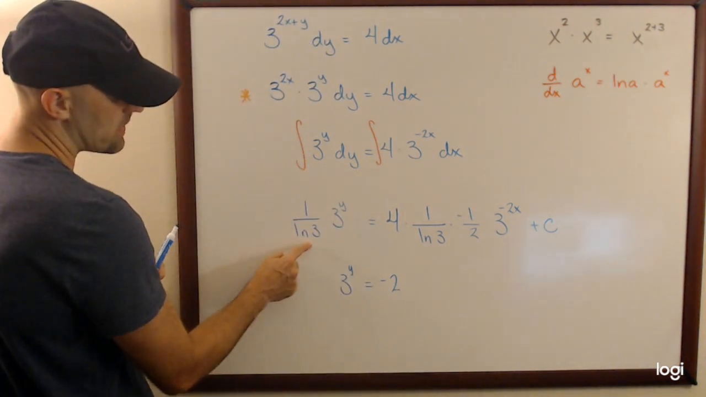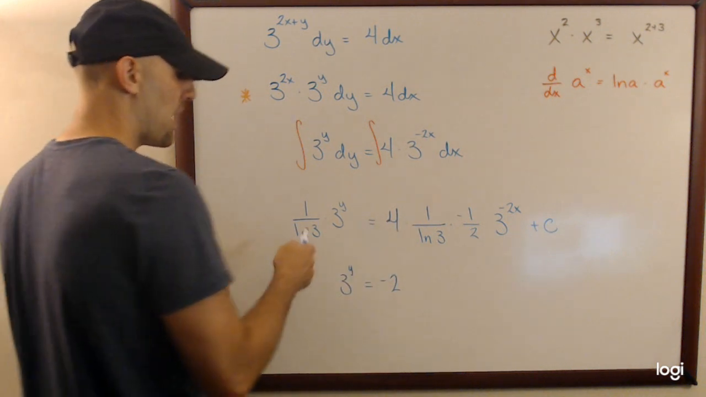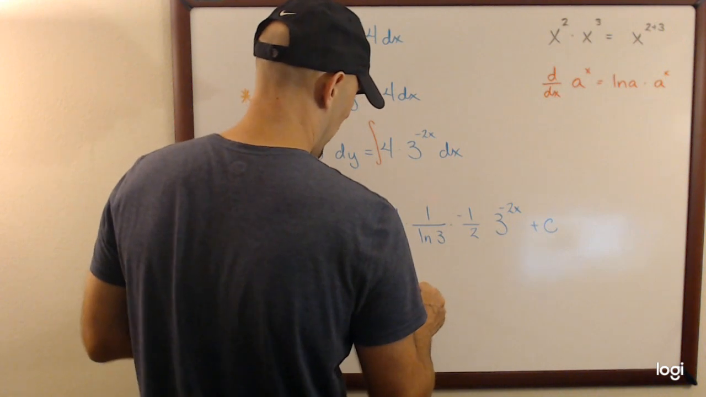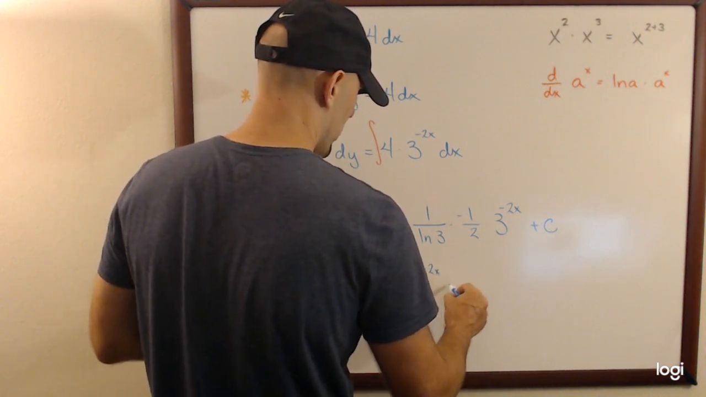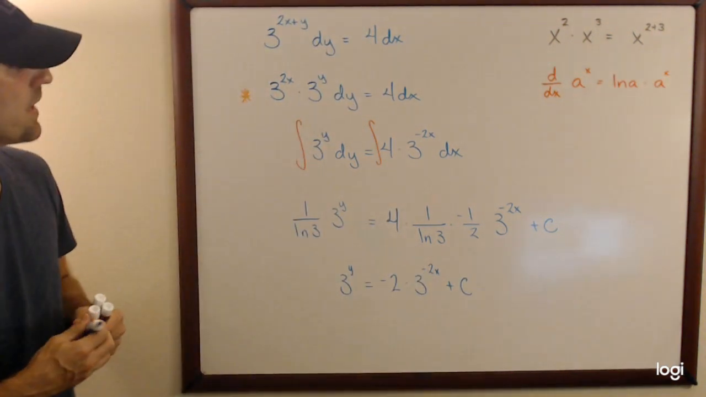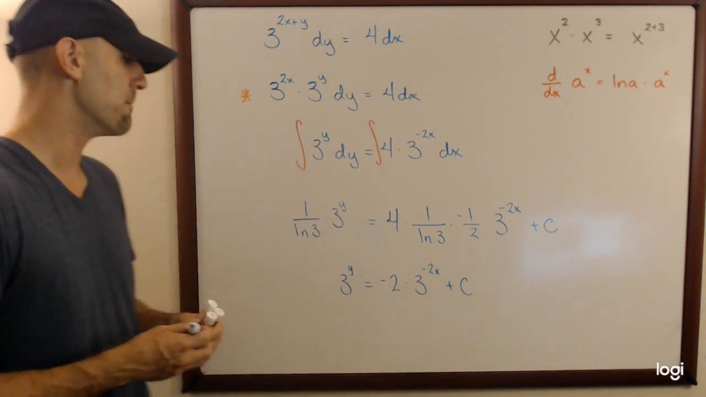And I can take this 1 over natural log of 3 and this 1 over natural log of 3, and I can throw those away. I can multiply both sides by natural log of 3, which gives me just this. All right. That's not terrible. We're not quite done, though. I haven't actually isolated my y.